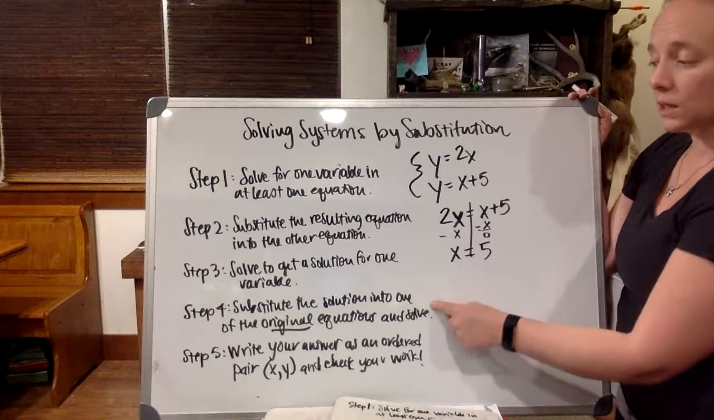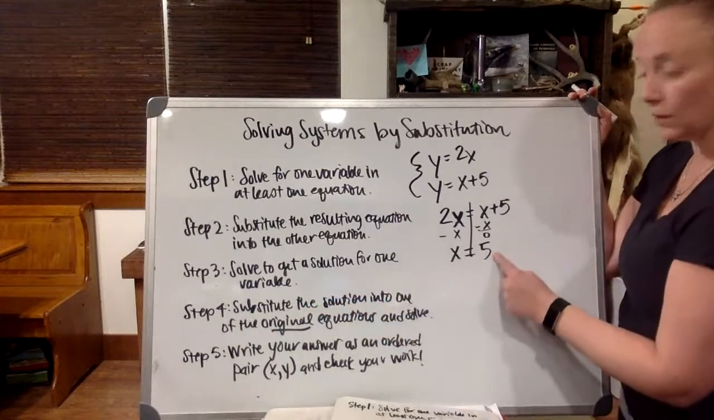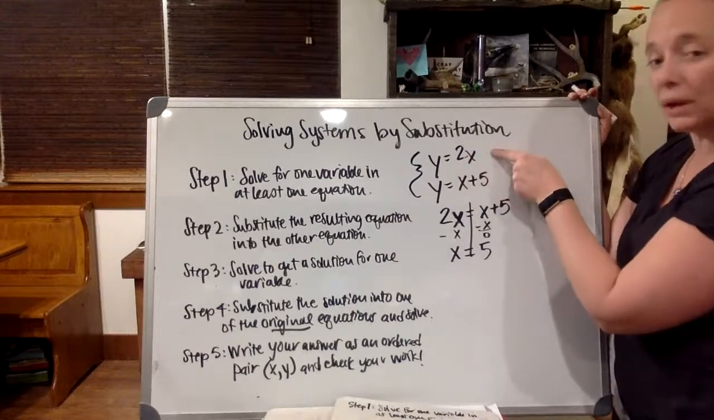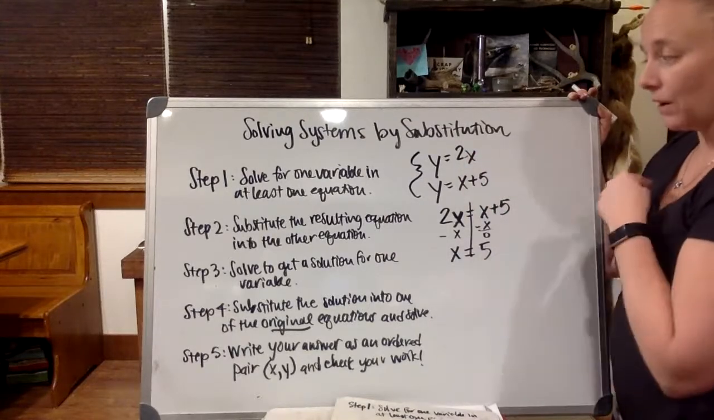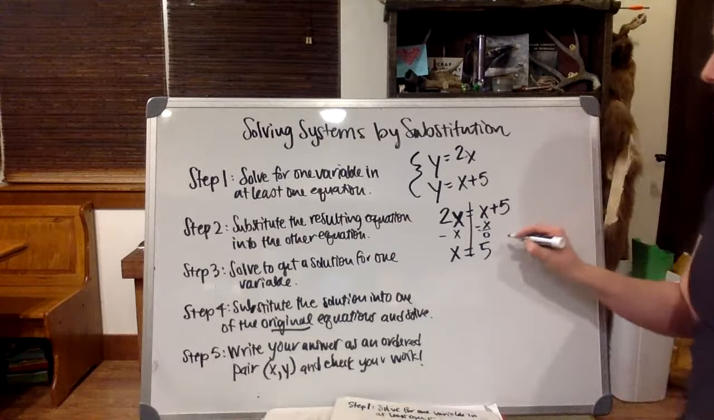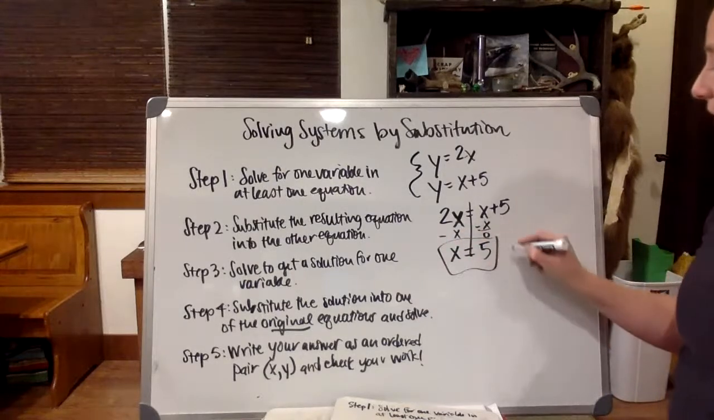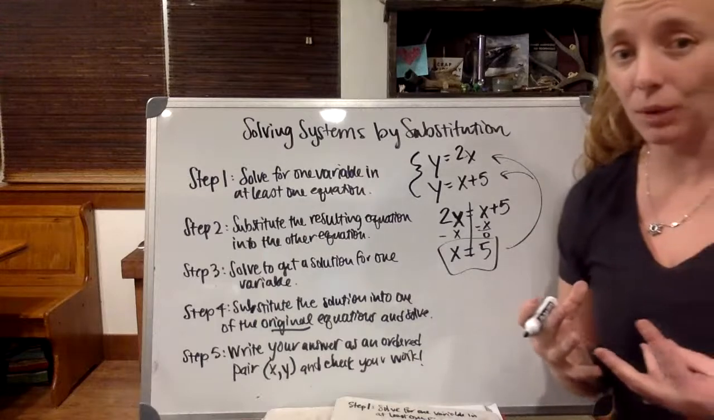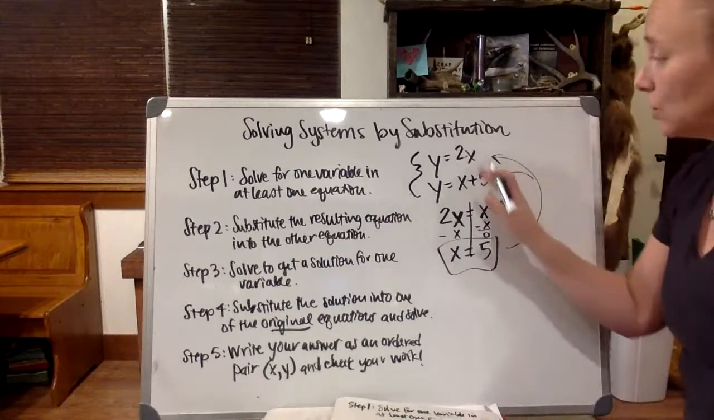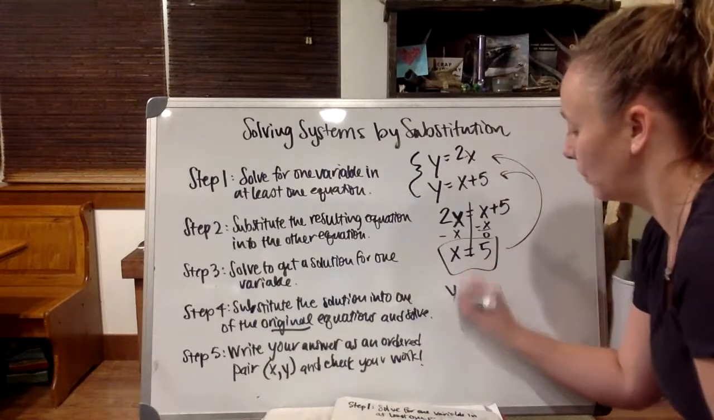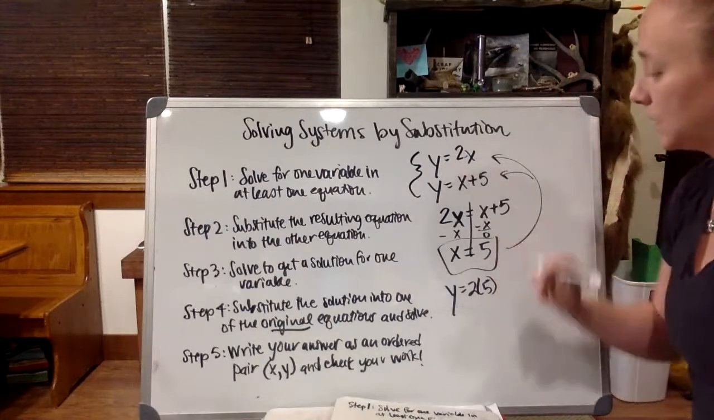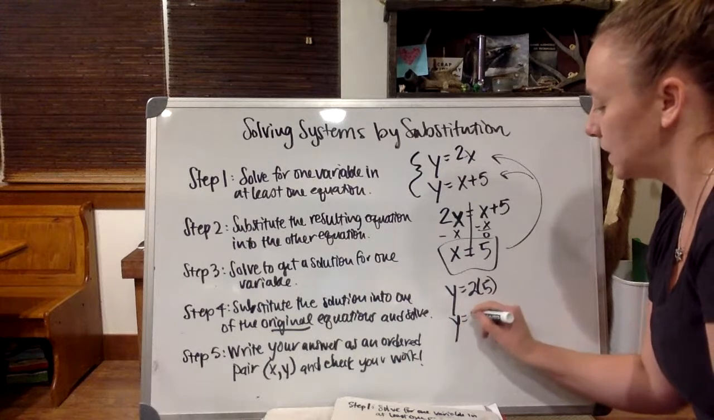Step number 4 says substitute the solution, so this x equals 5, into one of the original 2 equations and solve for that variable. So I'm now going to take this x equals 5 and I can put it into either one of these 2 equations. I don't care which, just do it. I'm going to show you how it equals the same thing in both of them. So I have y is equal to 2 times 5, so put it in the top equation. So we get y is equal to 10.